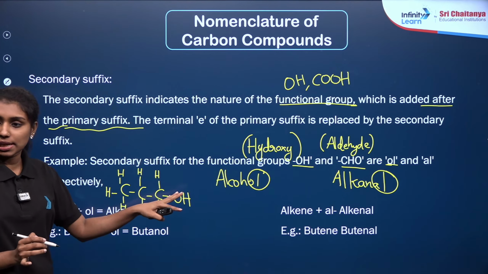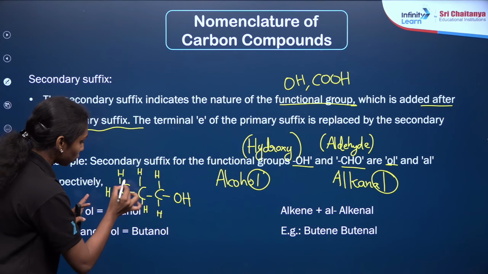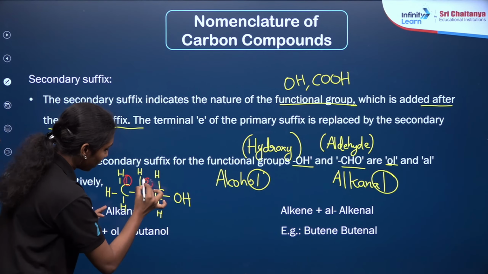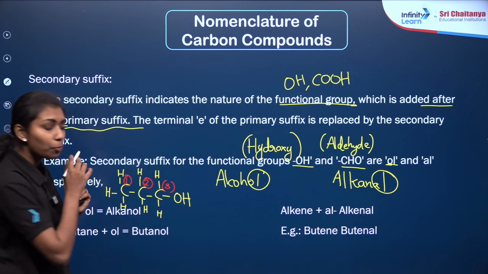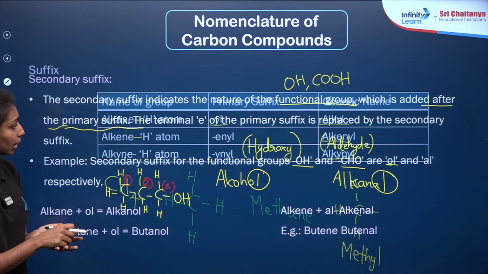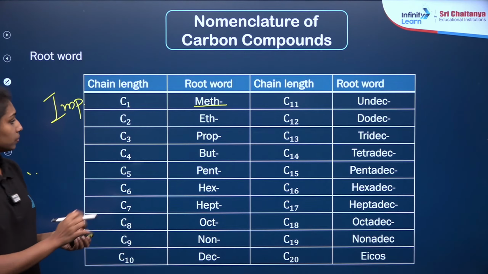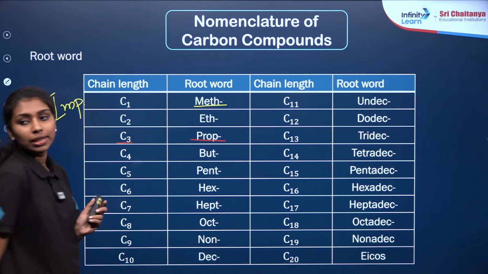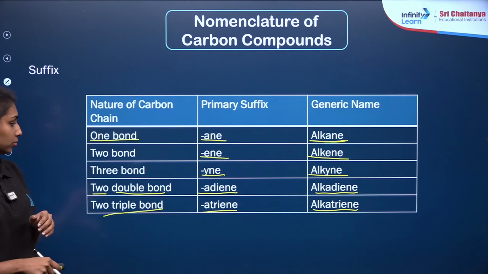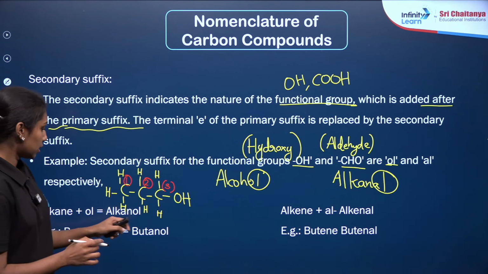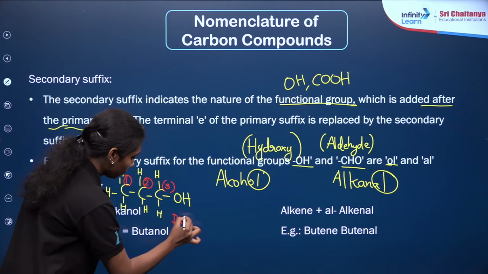So this will be the longest chain, right? 1, 2, 3. So how many carbon atoms are present? 3 carbon atoms. What is the root word for 3 carbon atoms? The root word for 3 carbon atoms is given in the table. 3 carbon, prop, right? So this will be prop.